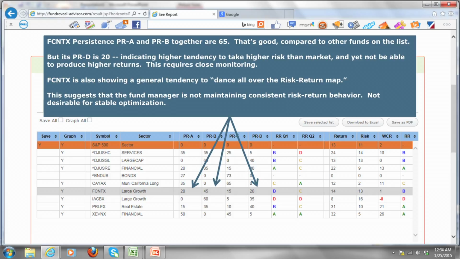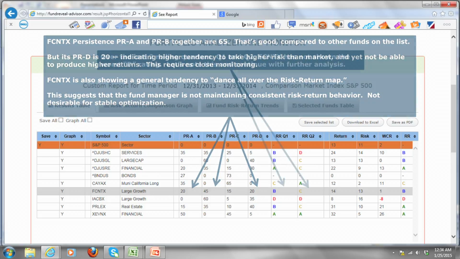FCNTX persistence PRA and PRB together are 65. That's good compared to other funds on the list. But its PRD is 20, indicating a higher tendency to take higher risk than the market and yet not be able to produce higher returns. This requires close monitoring. FCNTX is also showing a general tendency to dance all over the risk-return map. This suggests that the fund manager is not maintaining consistent risk-return behavior, which is not desirable for stable optimization.